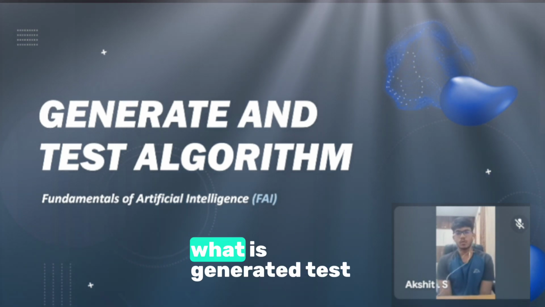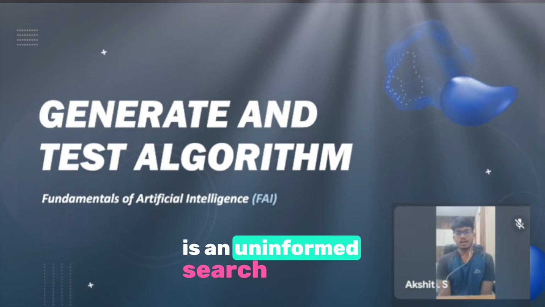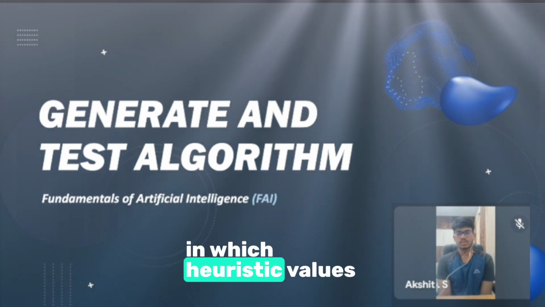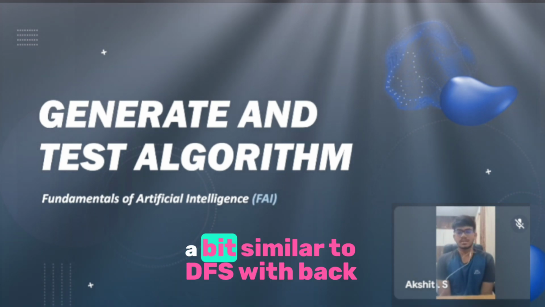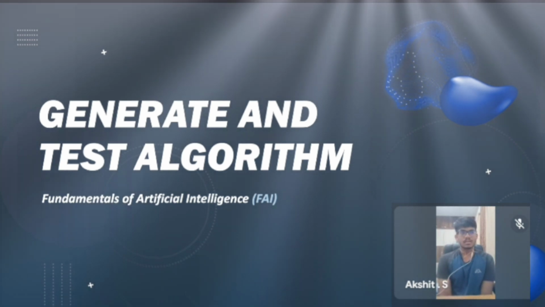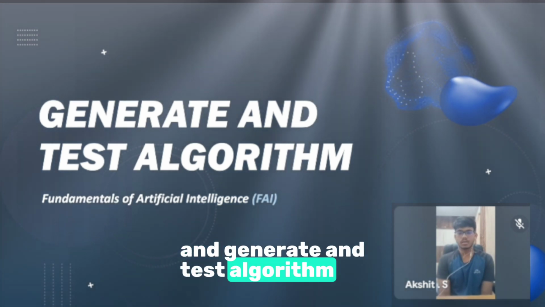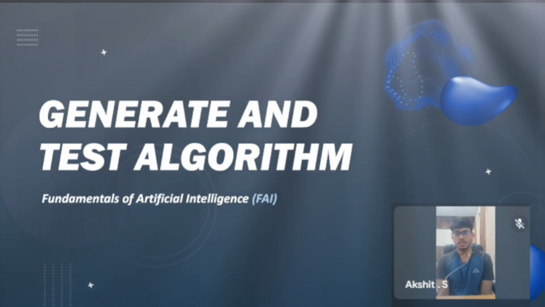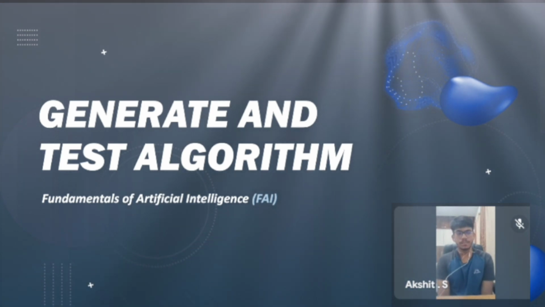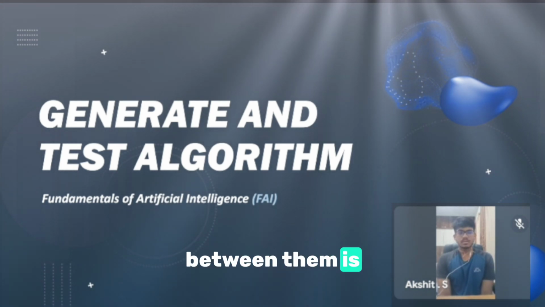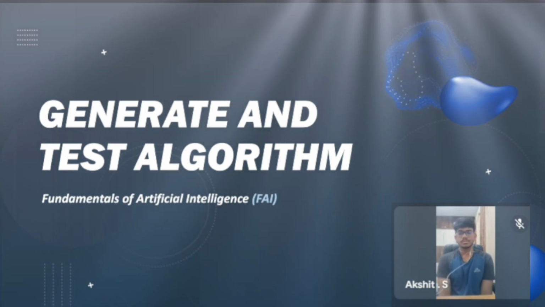So starting off, what is generate and test algorithm? Basically, generate and test algorithm is an uninformed search algorithm in which heuristic values are used. It is a bit similar to DFS with backtracking. The similarities between them are that DFS with backtracking and generate and test algorithm both generate the solutions and then search for the optimal solutions, as well as eliminating the low priority solutions. But the difference is that DFS with backtracking is more structured as compared to generate and test algorithm.